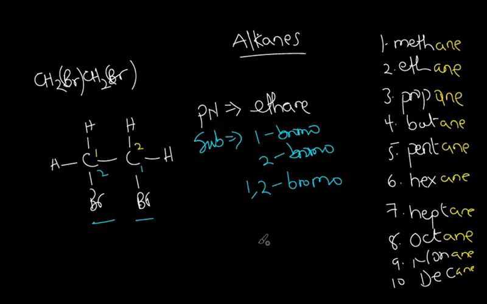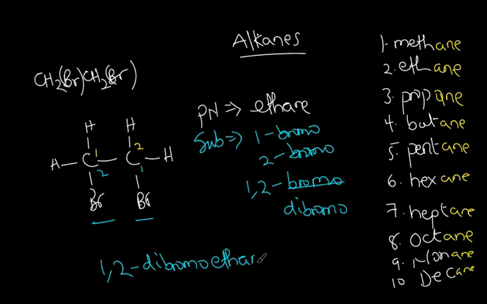So the name of this compound, oh sorry, this is supposed to be what? Dibromo, because we have 2 bromine, so it's dibromo. Sorry about that. So the name of this compound is what? 1,2-dibromoethane. That is the name of this compound. So it's what? 1,2-dibromoethane.